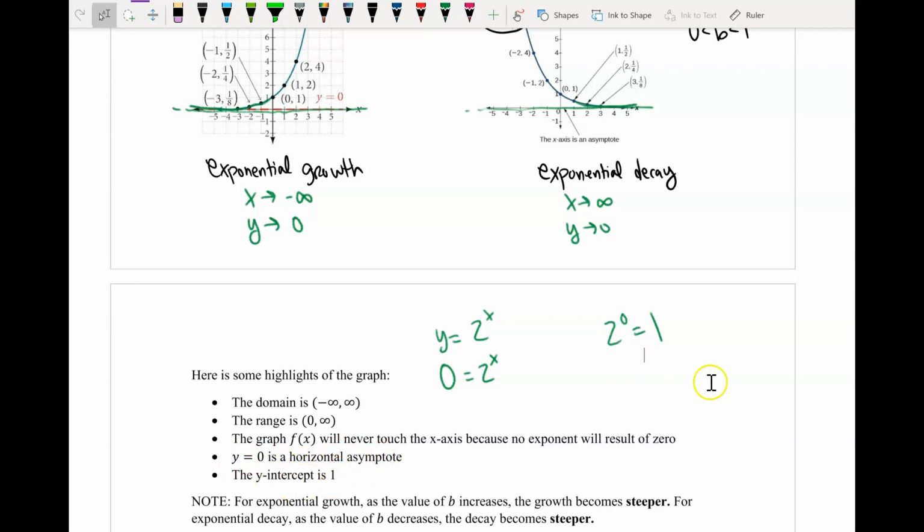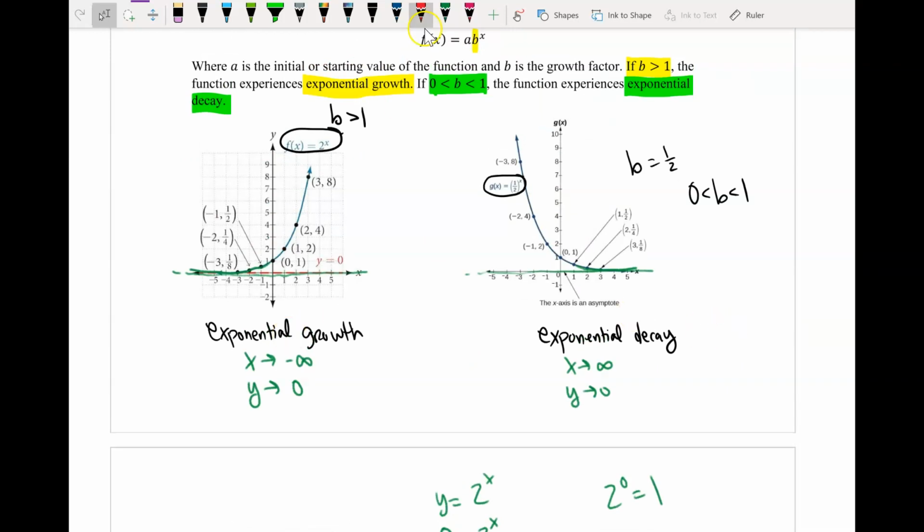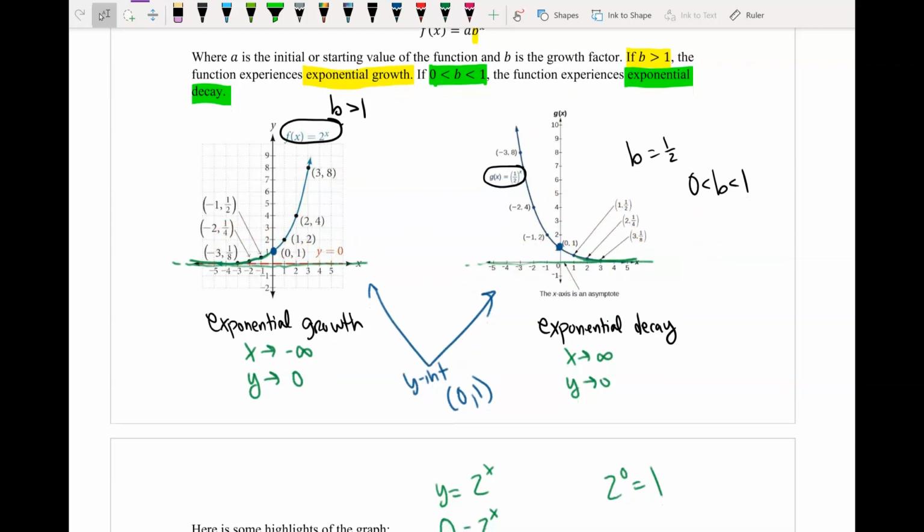And the y-intercept is always at 1. So these exponential growth or decay functions, no matter what they look like, are always going to have a y-intercept of (0, 1). Always. Both of these guys have a y-intercept at (0, 1). These are really good features because when we start graphing these, we're going to use the horizontal asymptote and the y-intercept and the shape of the graphs to be able to shift them as well. All right, so we'll be looking at that a little later.